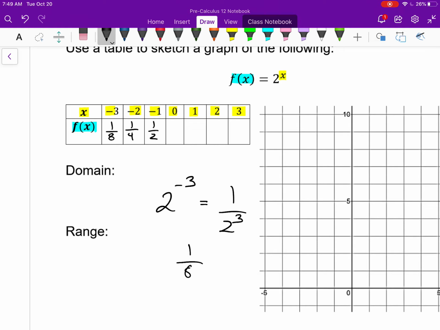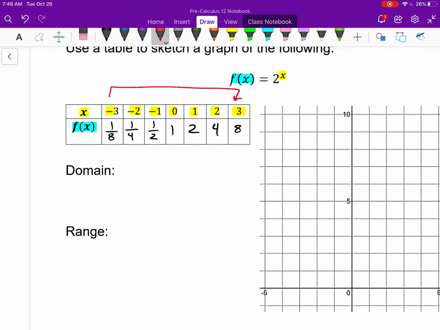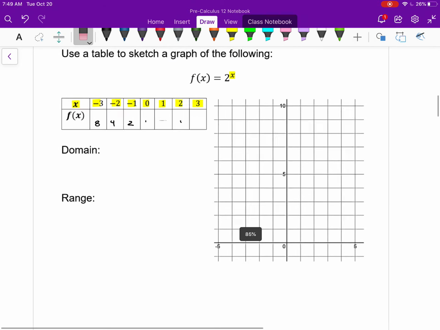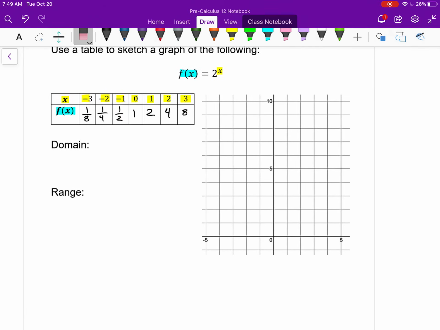This is 1/2. This is 1. Remember, anything to the power of 0 is 1. And then 2 to the power of 1 is 2. 2 to the power of 2 is 4. 2 to the power of 3 is 8. And so notice this nice symmetry here between negative and positive exponents. They're reciprocals of one another. That's it for graphing. Let me graph these points.